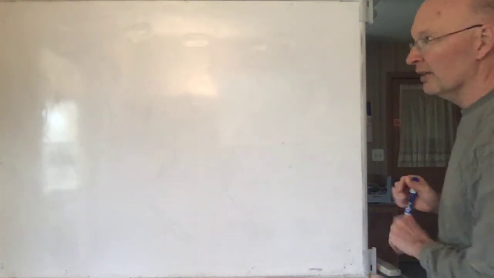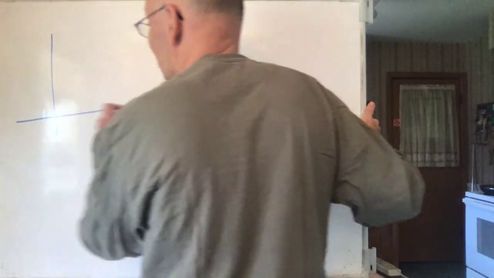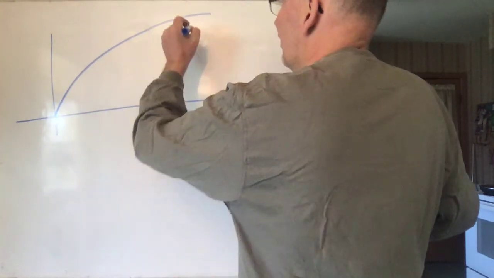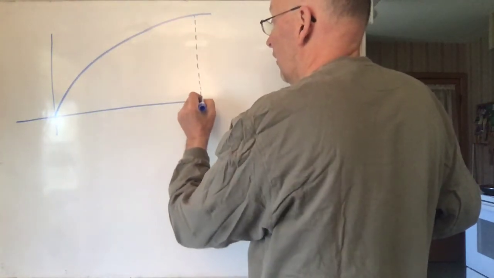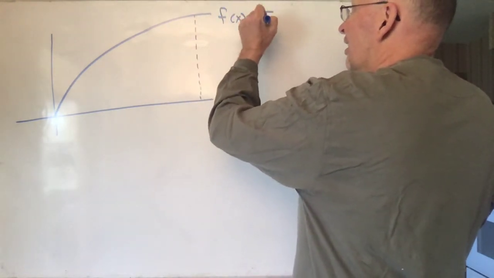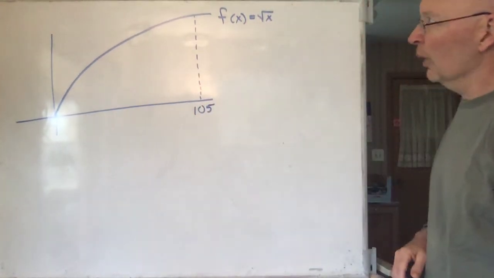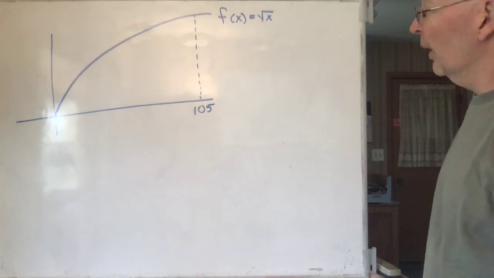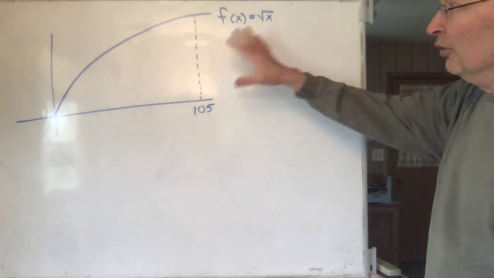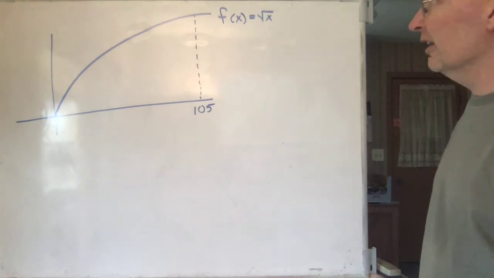Okay, so the first thing to do is let's use this idea to find the value of the square root of 105. We want the square root of 105. And the way we're going to do it, of course you can stick it into your calculator and get it easily enough, but we're going to use this to illustrate the use of tangent lines.